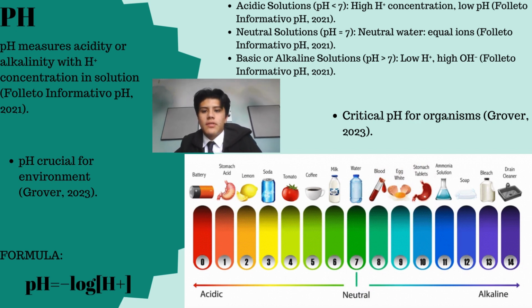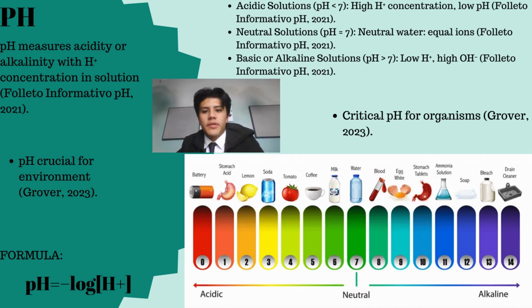Then acidic solutions that have pH less than 7, these solutions have a higher concentration of hydrogen ions. The strong acids have lower pH values. Then neutral solutions. Pure water at room temperature is considered neutral with equal concentrations of hydrogen ions and hydroxide ions, and basic or alkaline solutions from 7 to more. These solutions have a lower concentration of hydrogen ions and a higher concentration of hydroxide ions. Strong bases have higher pH values.